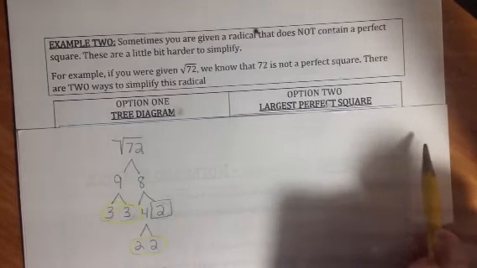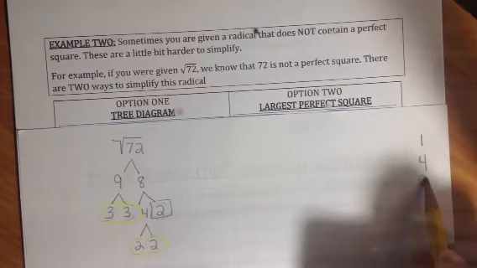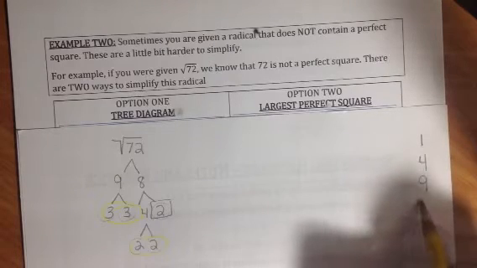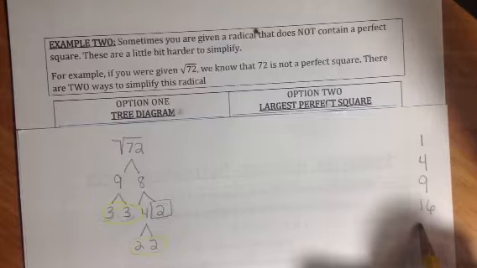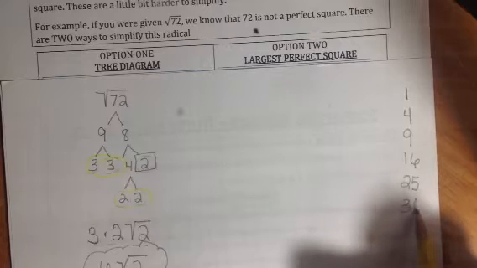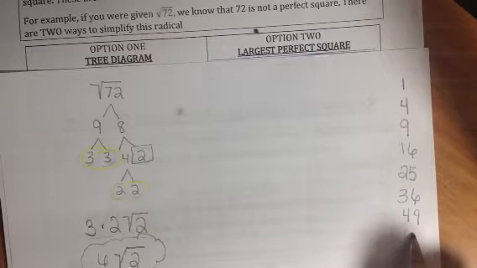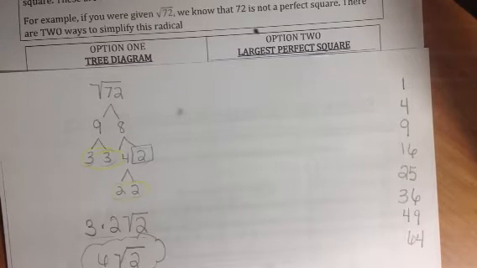So what I want to do for this one is write down my perfect squares, at least a few of them. So 1 times 1 is 1, 2 times 2 is 4, 3 times 3 is 9. These are all perfect squares. 16 is a perfect square. Next is 5 times 5, which is 25. 36 is 6 times 6. 49 is 7 times 7. 8 times 8 is 64. And I'm going to stop there.